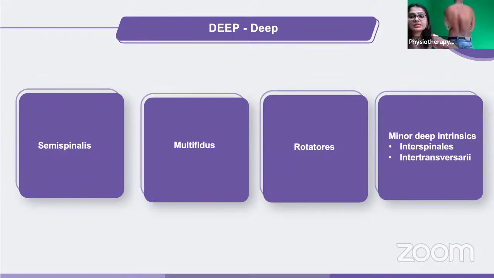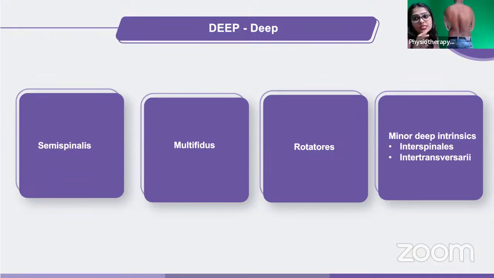Now, this is the deepest layer of the deep muscles. After this, you will not have any other muscle. They are divided into four parts: semispinalis, multifidus, rotators, and minor deep intrinsic muscles. Intrinsic muscles are the muscles which originate and get inserted in the vicinity itself. They do not travel long distances. Your thenar and hypothenar muscles are intrinsic muscles. Your lumbricals, palmar interossei and dorsal interossei are all intrinsic muscles of your hand, right? Like that, you have intrinsic muscles of your back, that is your spine. Those are interspinals and intertransversarii.